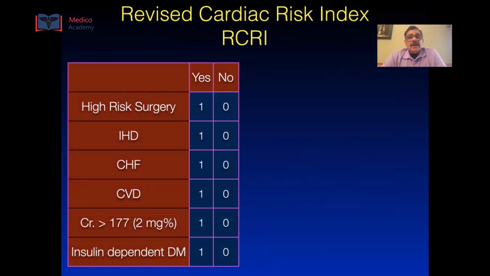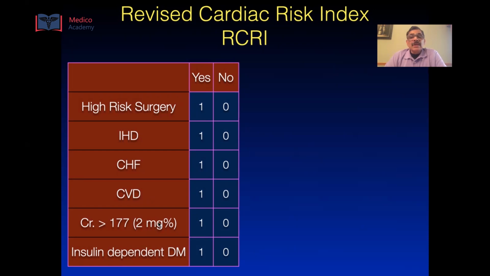I'll discuss the revised cardiac risk index, which is used quite commonly recently. It has 6 components, very easy to use and to stratify the risk for any patient coming for non-cardiac surgery. So one is the high risk surgery. That means any intra-abdominal, above inguinal surgery or intrathoracic surgery. So the answer is yes or no. Yes with 1 point each. Ischemic heart disease, CHF, cerebrovascular disease or history of stroke or TIA, 1 point each. Serum creatinine more than 177 or 2 milligrams %. And lastly, diabetic who is insulin dependent.